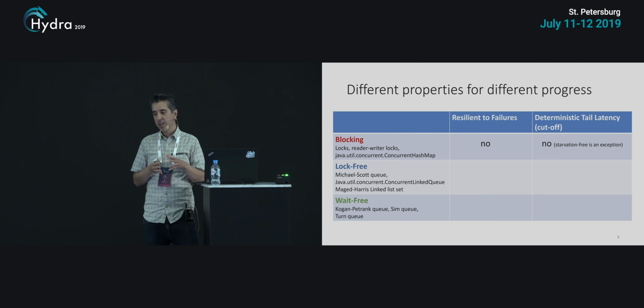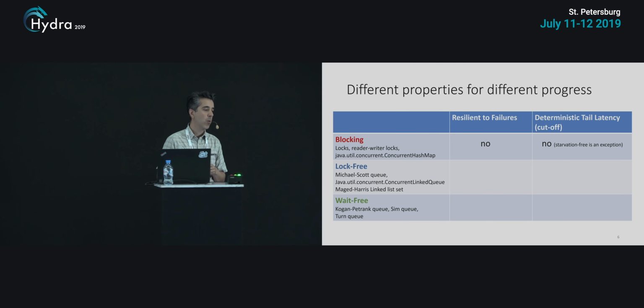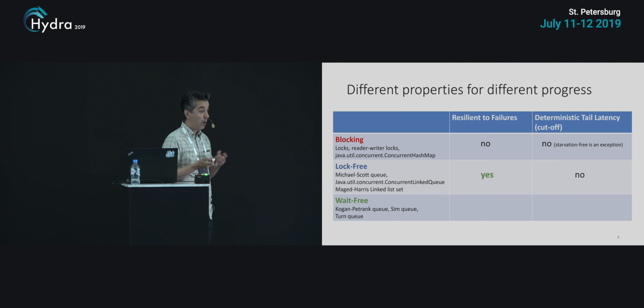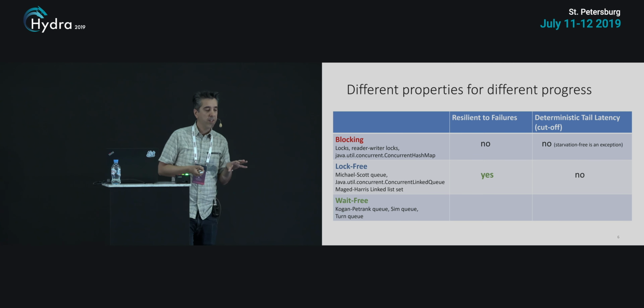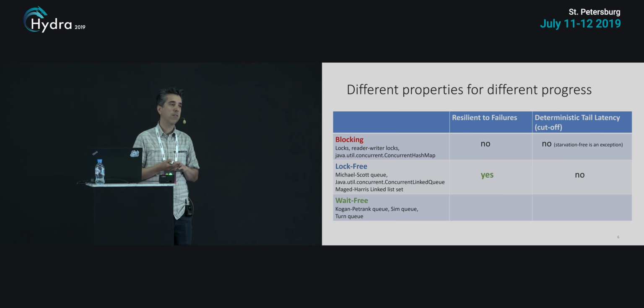And the thing about blocking is, unless you have some other mechanism on top of it, it will not be resilient to failures. And typically, it also does not have deterministic tail latency. There is an exception to this, which is when it's starvation-free and there's no oversubscription and a lot of other conditions. But let's say typically that's not how it happens. For lock-free, again, we have the resilience to failures. We just don't really have the guarantee of a tail latency cutoff.